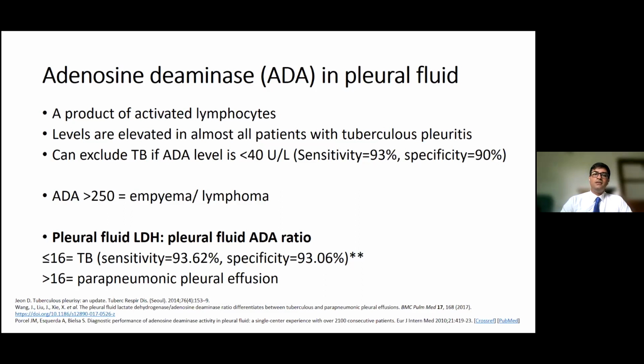However, very high levels of ADA of more than 250 can be seen with empyema and lymphoma. In such scenarios, we have to use the pleural fluid LDH to pleural fluid ADA ratio. If this ratio is 16 or less, it supports a diagnosis of tuberculous pleuritis with a sensitivity and specificity of 93%, while if it is more than 16, it supports a parapneumonic complicated empyema.